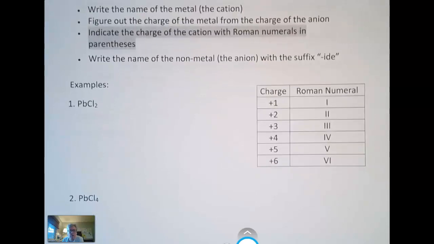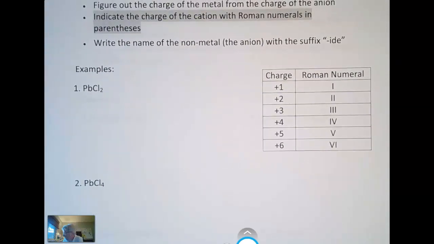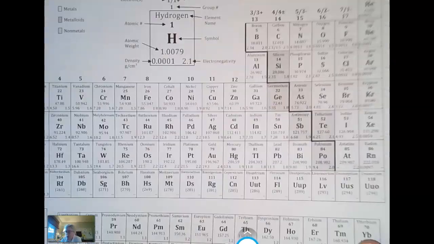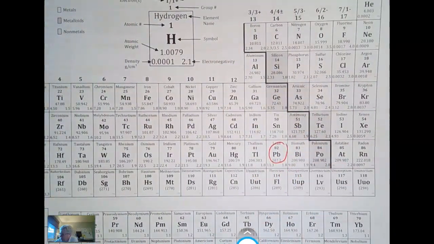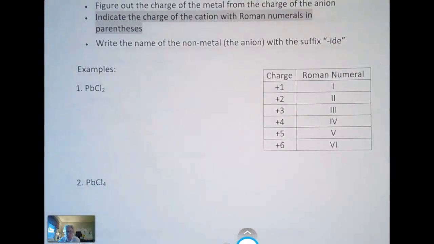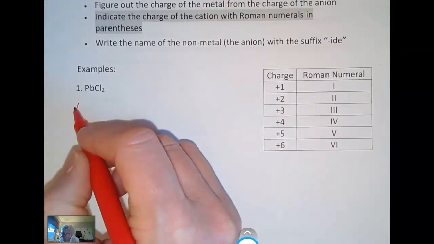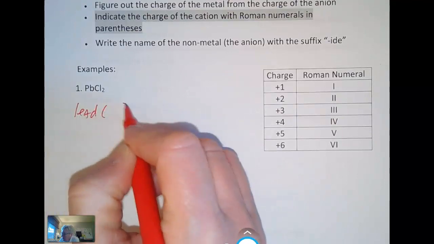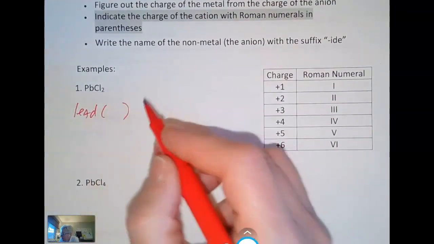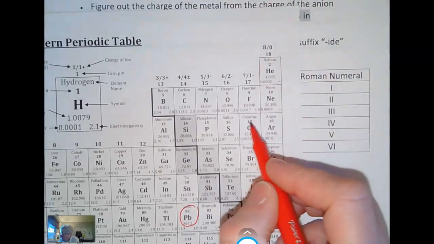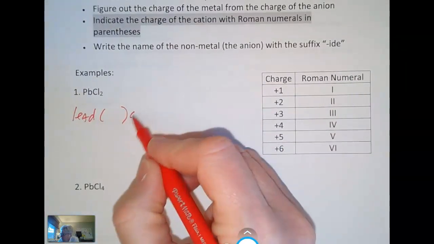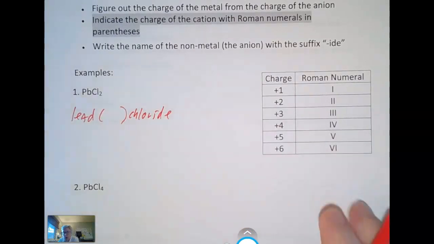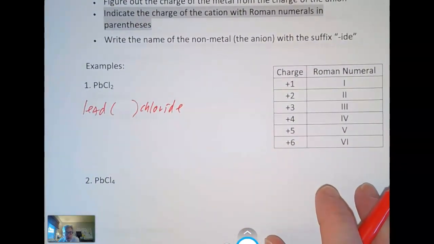Okay, so let's just do this first one. PbCl2. All right, Pb is lead, and it is right here. Right there. So that's a transition metal. So right away you know that you're going to need some kind of Roman numeral. So this is lead, and I'm just going to put parentheses there to put my Roman numeral in. Cl is chloride. All right, it's right here. It has a charge of -1. So lead something chloride.